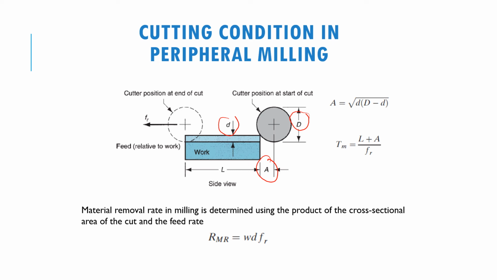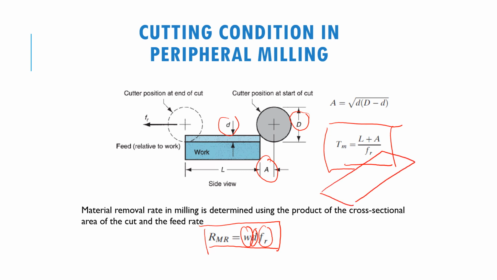So Tm, the machining time, is calculated using this equation. And then the RMR using W d FR. FR is the feed rate, d is the depth, how much material is being removed, and W is the width of the workpiece. Let's say this one is the workpiece, so the width over here is the one that you have to use to calculate.